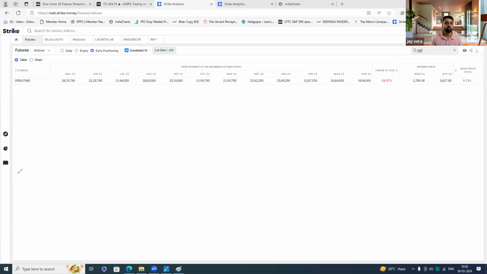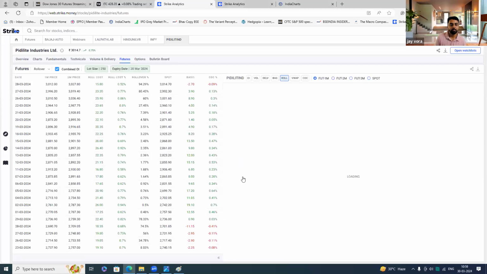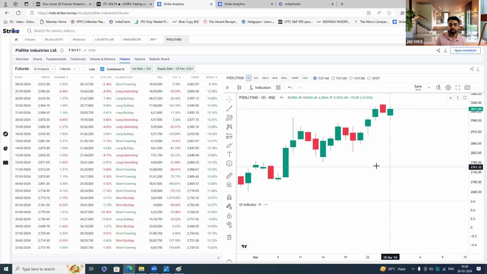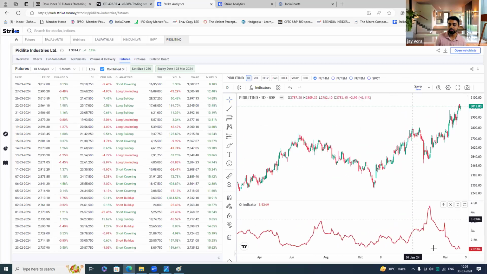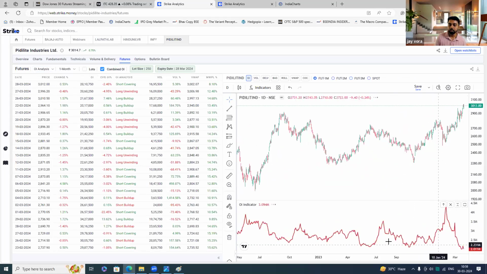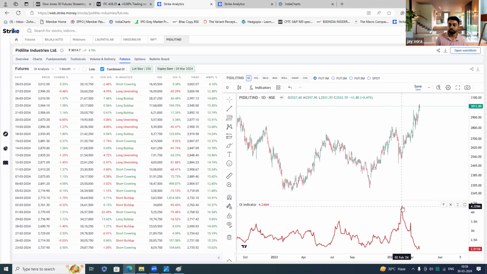So now again, what we do is that we go to the stock page chart, and we do the OI analysis over here and see what is happening. You can see that around this point, there was a lot of open interest, which means basically that in this decline, people shorted meaningfully, and in this up move, they have cashed out.